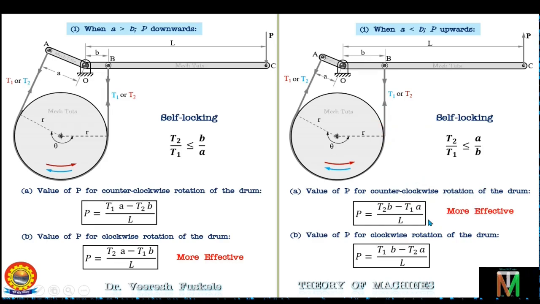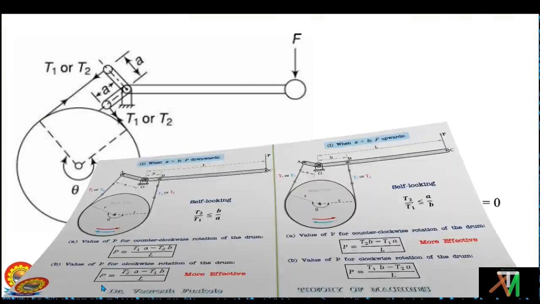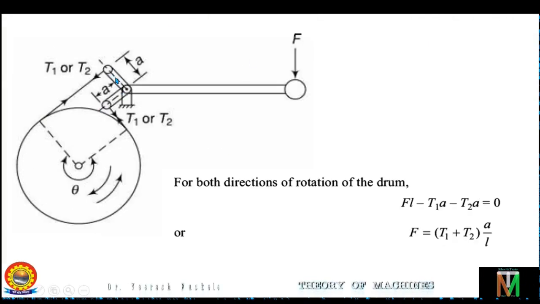Now it is seen in the above discussion that the differential band brake is more effective only in one direction of rotation of the drum. However, a two-way band brake can also be designed which is equally effective for both directions of rotation of the drum. In such a brake, the two lever arms are made equal as shown here. So these two arms are made equal, and in all conditions this configuration will be equally effective. For both rotations of the drum, the applied force will be (T1 plus T2) into A by L. So this is all about the differential band brake.